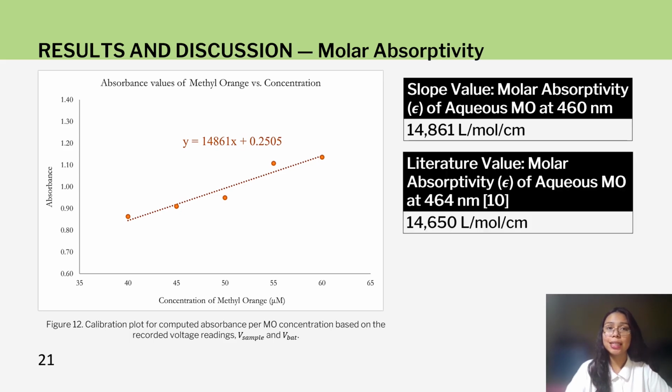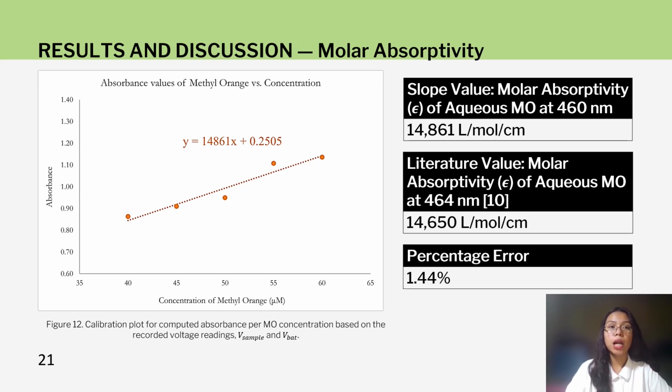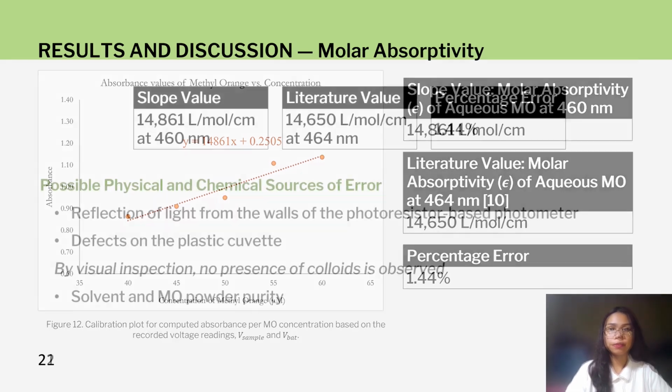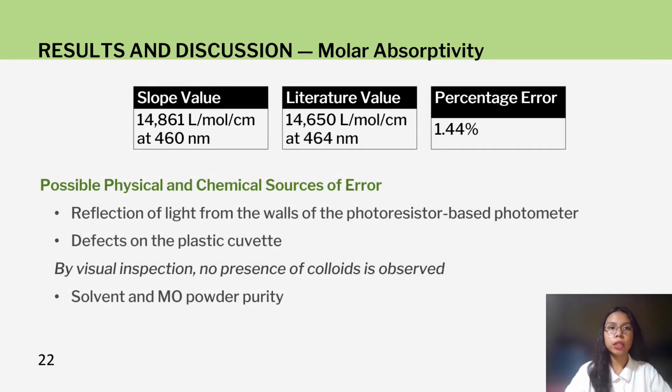On the other hand, the literature value of aqueous MO dye at 464 nanometers is 14,615 liters per mole per centimeter. Referring to these values only, the percentage error is about 1.44%. The percentage error signifies not just the deviation of the experimental molar absorptivity from the theoretical molar absorptivity value, but also the possible influence of various sources of error.